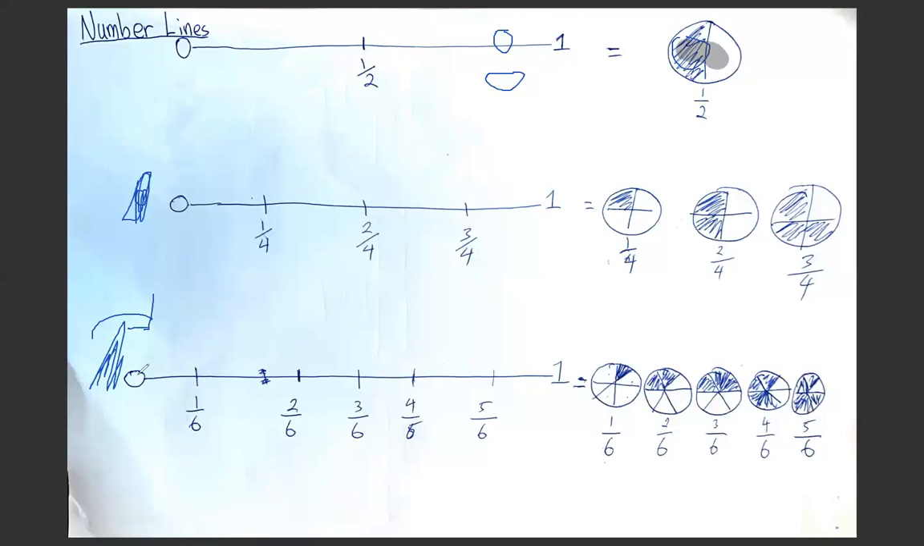Help me find it. Let's count it anyway. 1, 2, 3, 4, 5, and then when we stop on number 1 it is 6. Whenever we stop on number 1, that's our denominator. And look, they're all the same: 6, 6, 6, 6, 6.